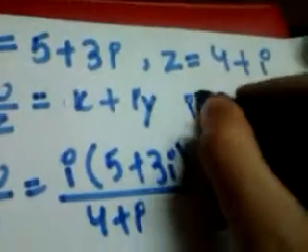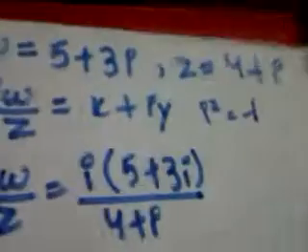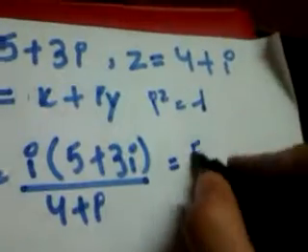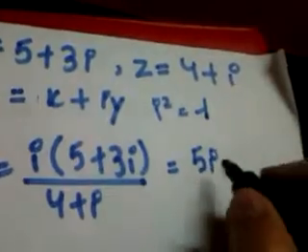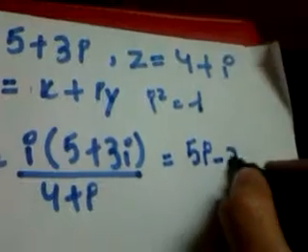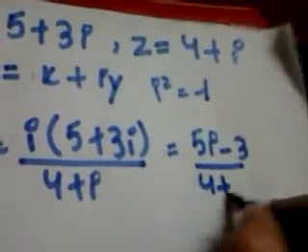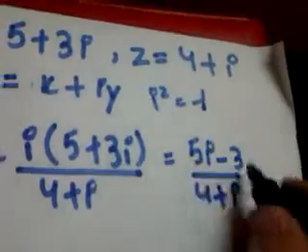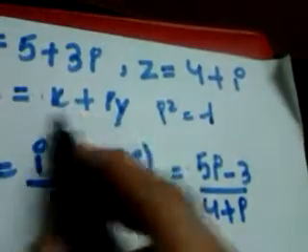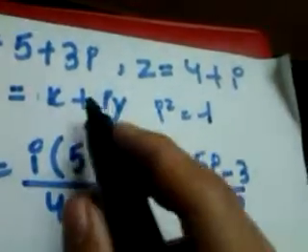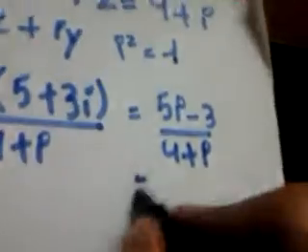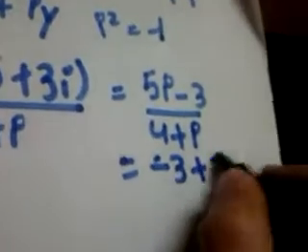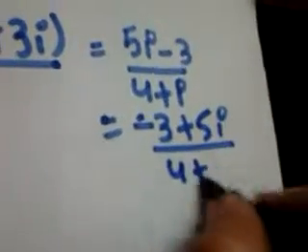Always remember that i squared equals minus 1. So this is 5i plus 3i squared. What's 3i squared? It's 3 into i squared, that is 3 into minus 1, that's minus 3, over 4 plus i. Now complex numbers are not written like this, they are written in this form. The real part is at the front and the imaginary at the back. So this is minus 3 plus 5i by 4 plus i.